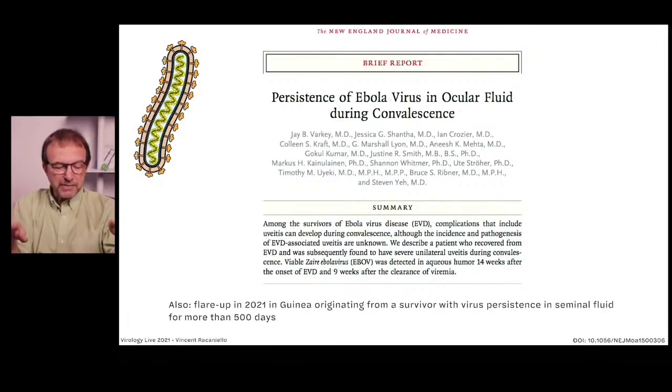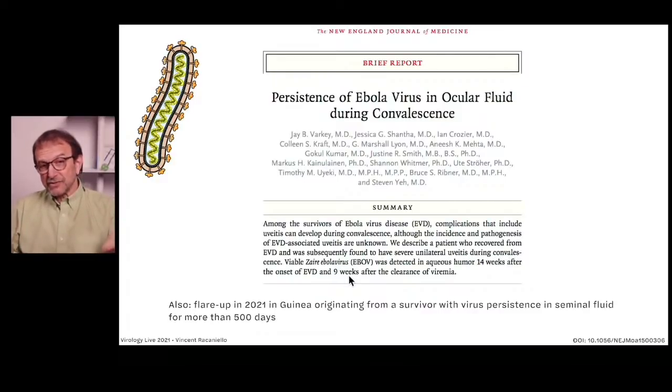But then a paper was published a number of years after the 2015 outbreak. Here it is in New England Journal of Medicine. Persistence of Ebola virus in ocular fluid during convalescence. And this was one of the first reports of a patient who had recovered from Ebola virus disease, EVD. And this was a physician who had worked in Africa, recovered, came back to the U.S. to work, and then developed unilateral uveitis, inflammation of one eye, 14 weeks after onset of Ebola virus disease and 9 weeks after clearance of viremia.